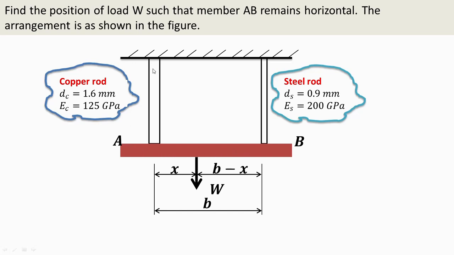Now, here it is supported by two rods. One is a copper rod of 1.6 mm diameter. Modulus of elasticity of the copper rod is 125 GPa. Here it is a steel rod of 0.9 mm diameter, and modulus of elasticity of steel is 200 GPa. And we have to find out what will be the distance x in terms of B, so that this particular rod AB will remain horizontal.